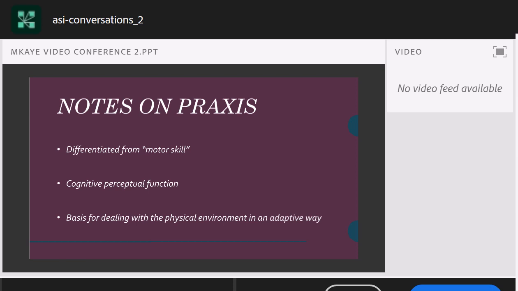So when we're engaged with any environment, whether it's a community environment, a home environment, a school environment, what we want to see is that our clients are actually exhibiting adaptive responses within that environment. And that's how we measure whether or not praxis is occurring. Again, we can separate out that motor skill is a piece of that, but it's not the only piece.